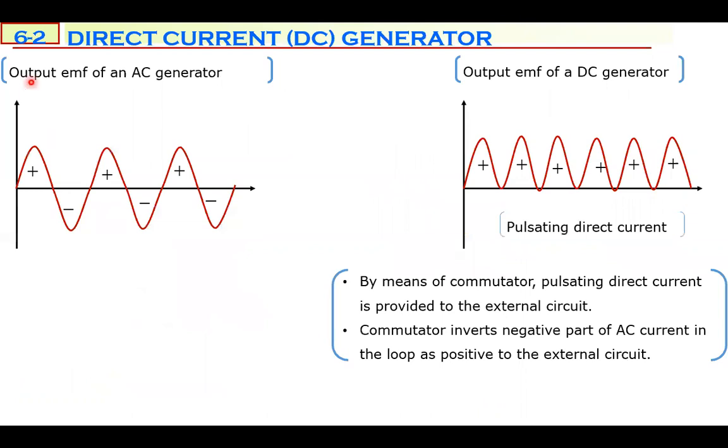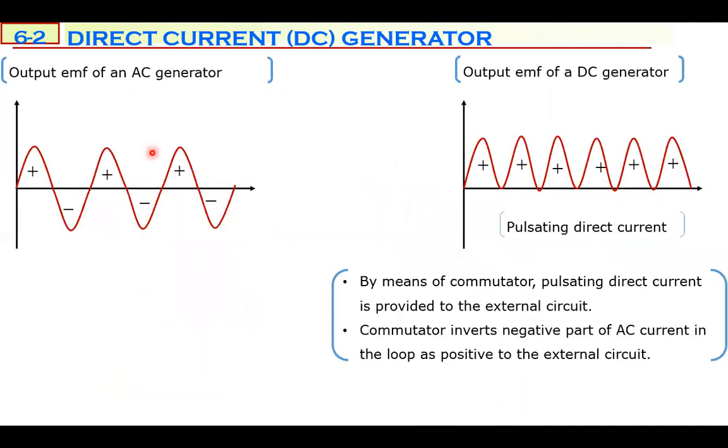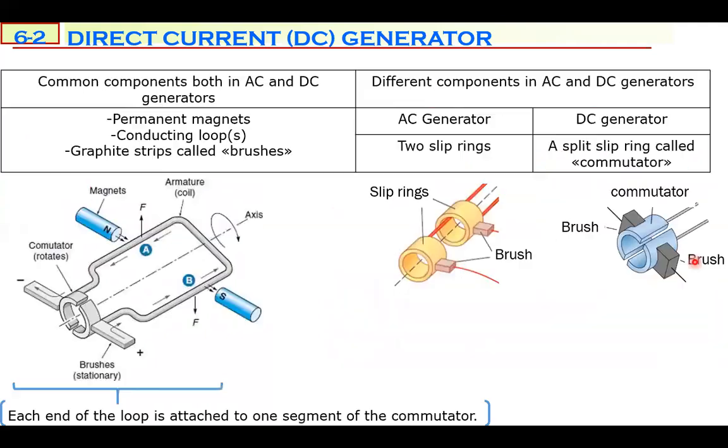This is the output EMF of the AC generator. If you use two slip rings, the output keeps changing from positive to negative, from negative to positive, from positive to negative, from negative to positive, and so on. It is alternating current.